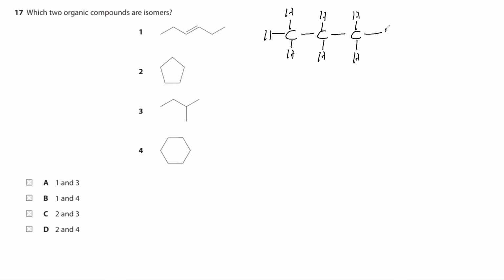Their formula is CnH2n plus 2. Sorry, CnH2n plus 2. The formula here is, if it is C3, H2n is 3 times 2, which is 6, plus 2 is 8. So it will become C3H8. That's the alkane.